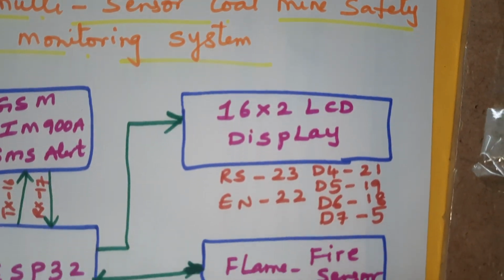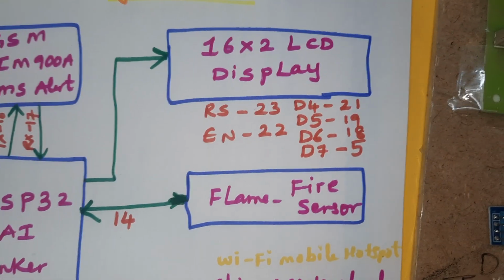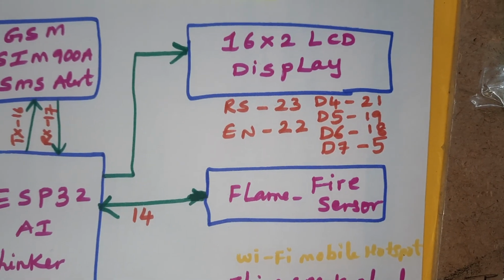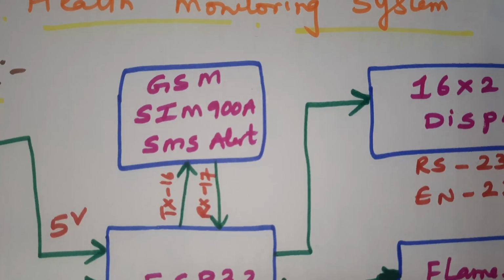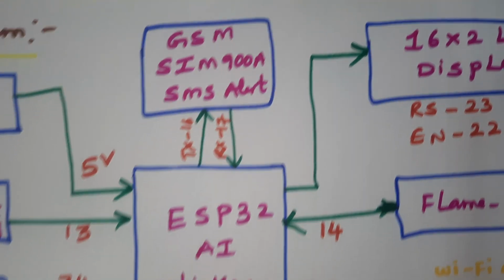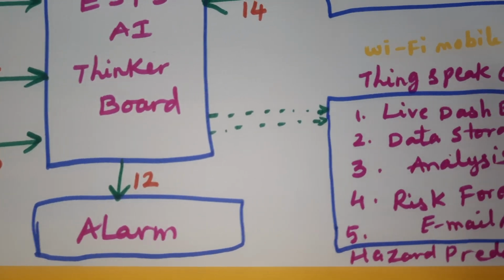A 16x2 LCD display with RS, enable, D4, D5, D6, D7 connected to pins 23, 22, 21, 19, 18, 5. The GSM SIM900A uses serial communication on the 16th and 17th pins. The alarm is connected to the 12th pin.